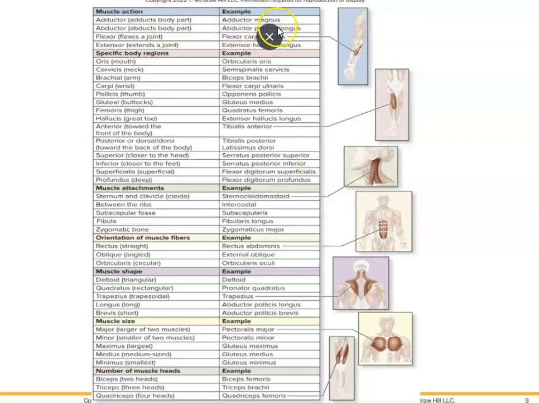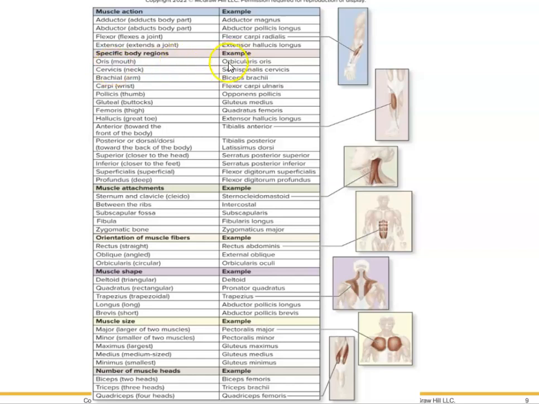So muscle action, abductor, okay? Abductor moves something away from the body. Adductor brings something to the body. Flexor brings a joint to where the angle is less, so you flex your forearm, then you extend that forearm, an extensor muscle and a flexor muscle. Body regions, oh, there's tons of these.